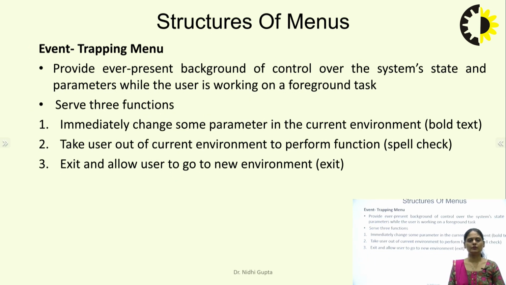Event trapping menu. As the name suggests, whenever some event happens, then something takes place. It provides ever-present background control over the system state parameters while the user is working on the foreground task. Maybe I am changing the background color. If I am doing something in the foreground, then something happens in the background automatically. This type of menu is called event trapping. Whenever an event occurs in the foreground, something happens in the background.